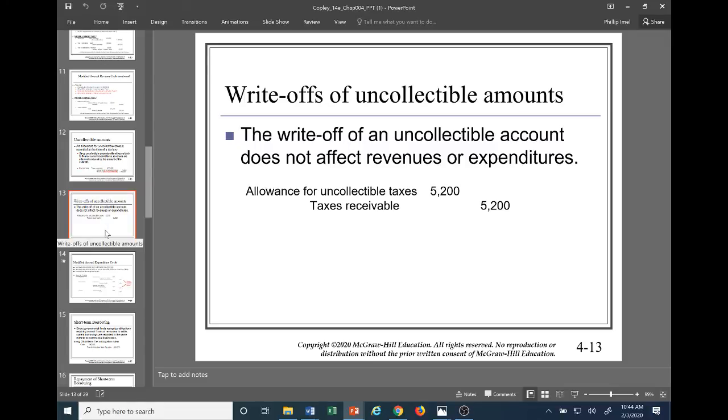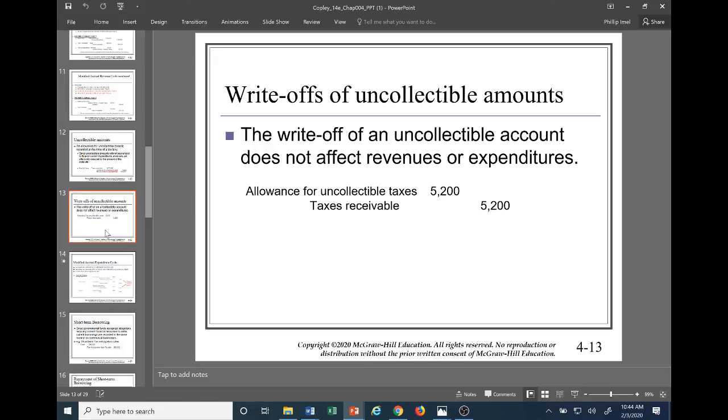So what if we want to write off an uncollectible amount? Do you recall how to write off accounts from your intermediate course? Did you all get into writing off bad debt? Yeah, a little bit. Okay, so writing off an uncollectible account is going to have no effect on revenues or expenditures. You can tell from the journal entries that there's no expenditure or revenue listed on the accounts that are debited and credited here.